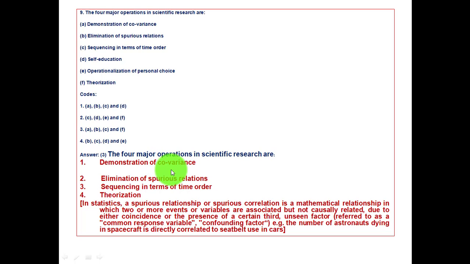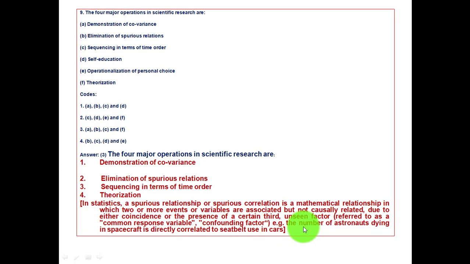So demonstration of covariance, you may obviously have got it, what it means by covariance. Okay, then there is a possibly confusing term, that is spurious relation. So what is a spurious relation? In statistics, a spurious relationship or spurious correlation is a mathematical relationship in which 2 or more events or variables are associated but not causally related, due to either coincidence or the presence of a certain third unseen factor, referred to as a common response variable or confounding factor.